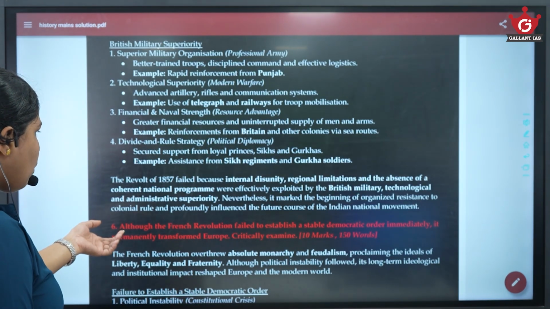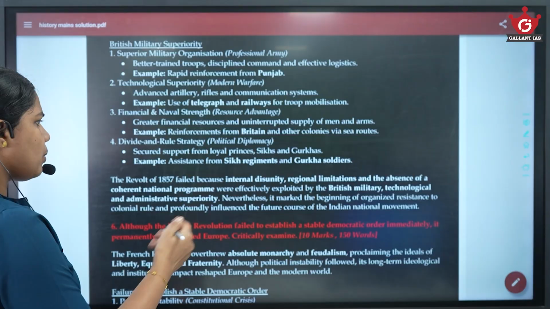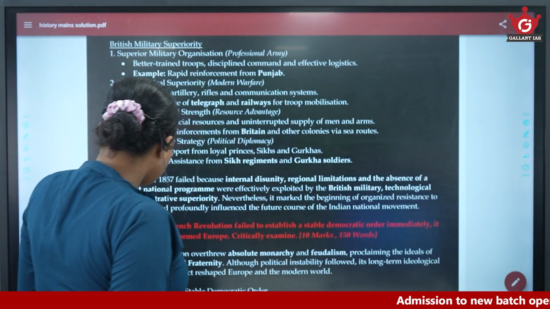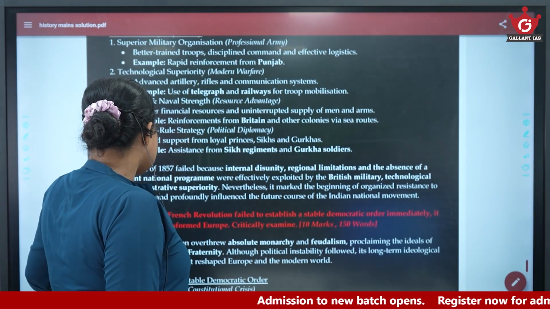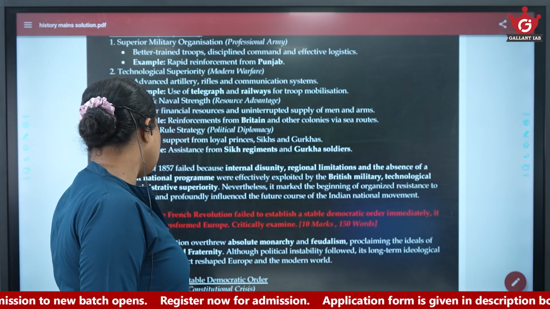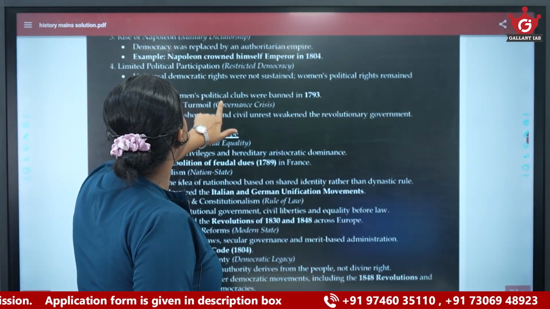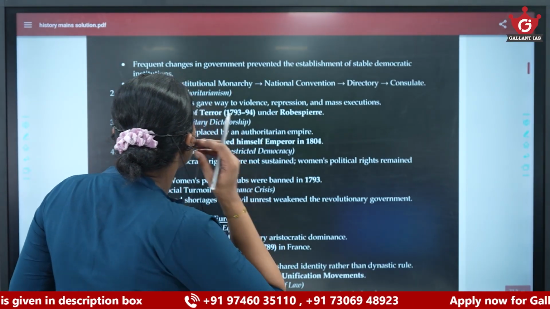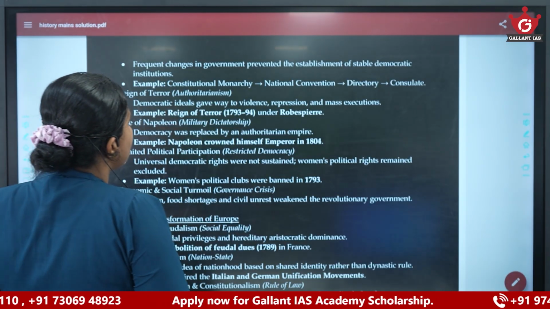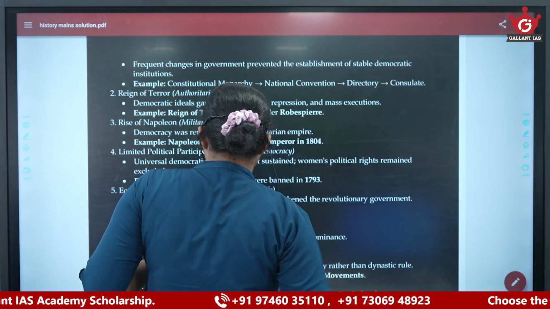Okay, so if you want, you can draw a map, focus on the French Revolution areas, that is the European areas. So first point, failure to establish a stable democratic order. That is first point, political instability. You can give a keyword, constitutional crisis. There were frequent changes in government, which prevented the establishment of stable democratic institutions. Example, constitutional monarchy to national convention to directory to consulate.